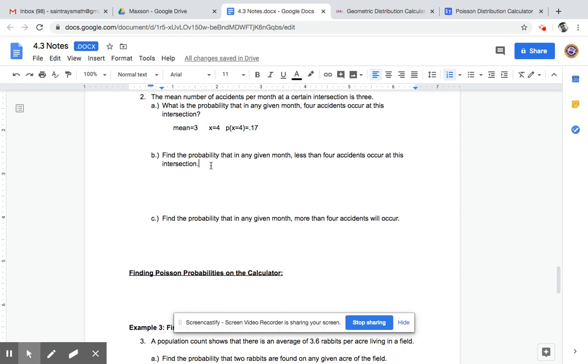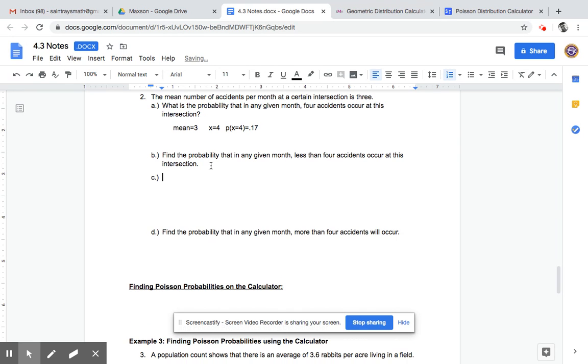You can do the same thing for B. So find the probability that in any given month, less than 4 accidents occur. So our mean is still the same. Less than 4 would mean x is 0, 1, 2, or 3. So none could occur, 1 could occur, 2 could occur, 3 could occur. So our probability for this one is x is less than 4, which would mean we find the probability for 0 plus the probability for 1 plus the probability for 2 plus the probability for 3, and that's it.